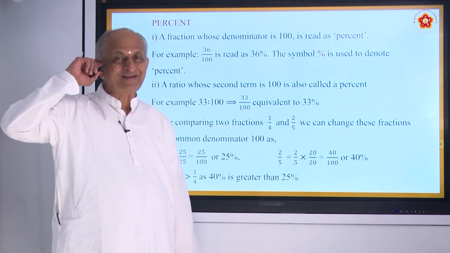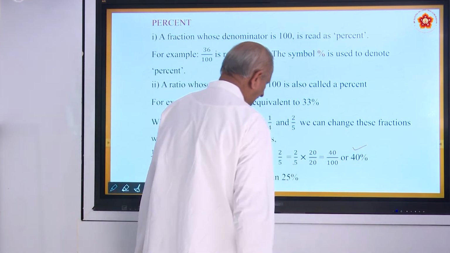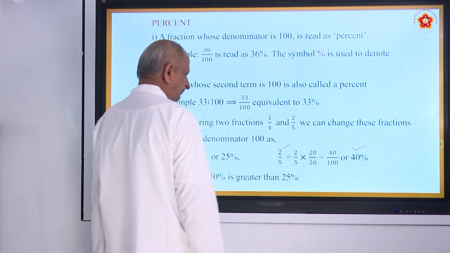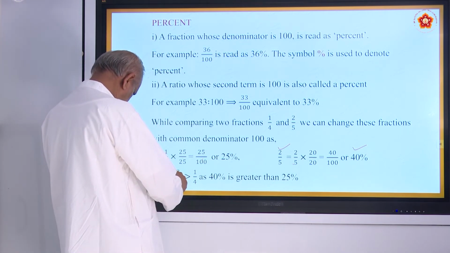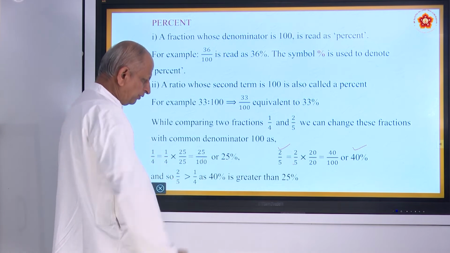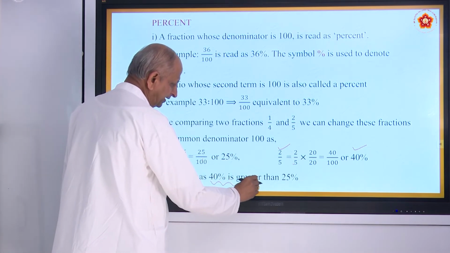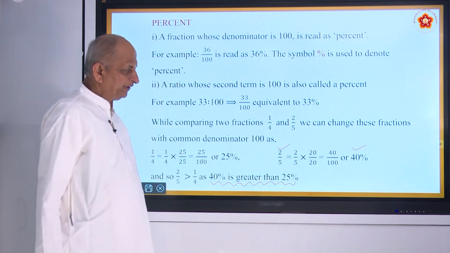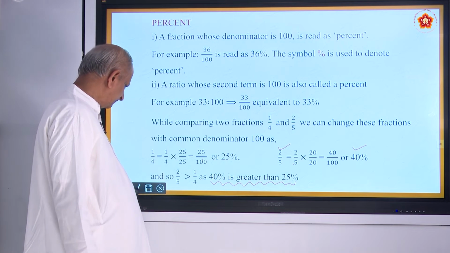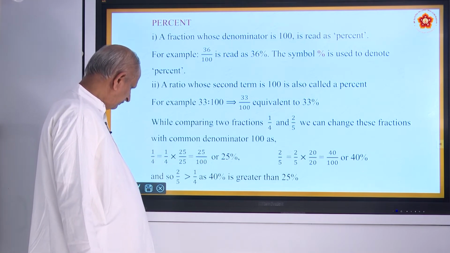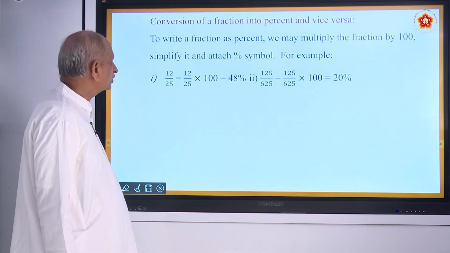Which is more? Naturally we say 40% is more. What is 40%? In fraction form it is 2 by 5. And therefore you write 2 by 5 is more than 1 by 4, because 40% is greater than 25%. That is the answer. Followed? So you can compare fractions by converting the fractions into percentages. Then you can give the conclusion.